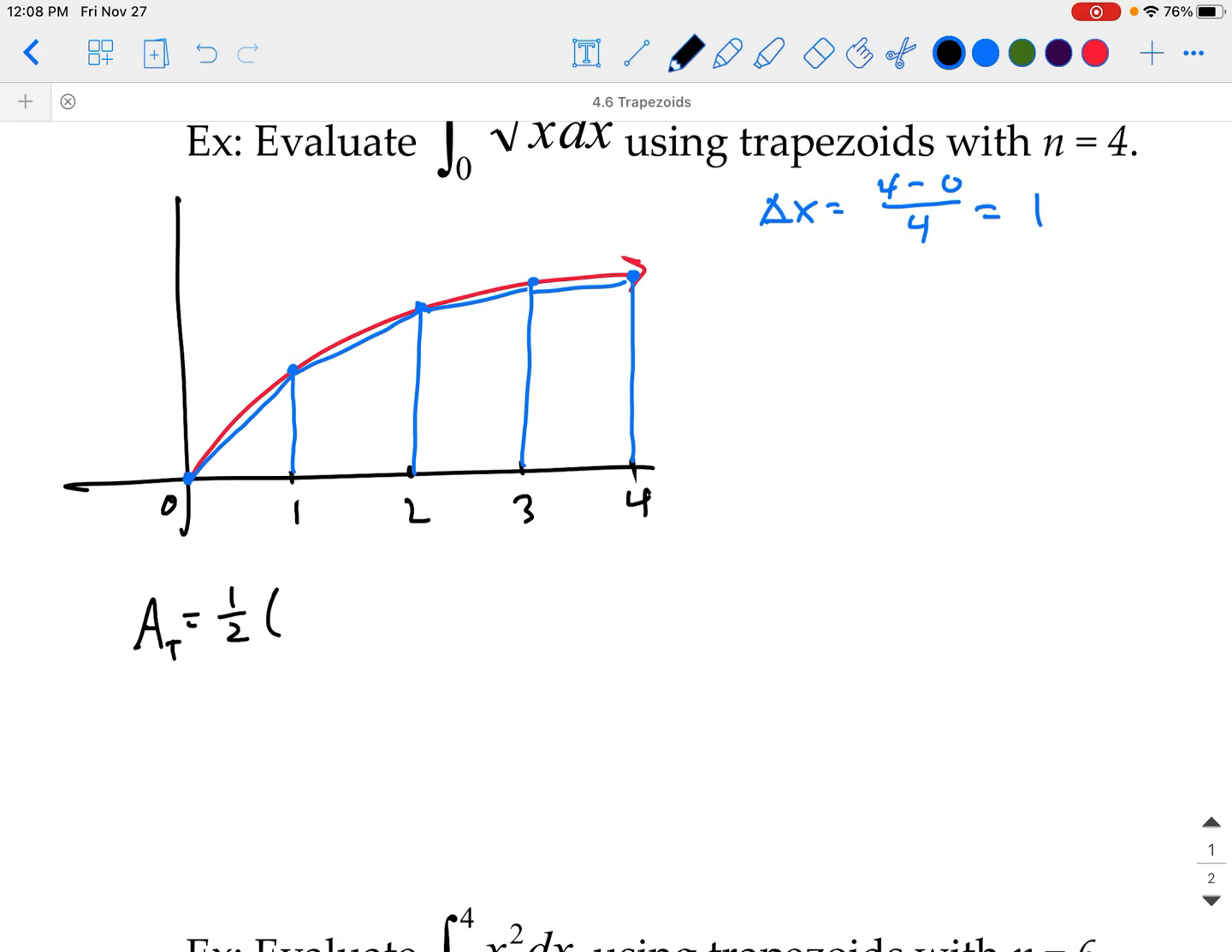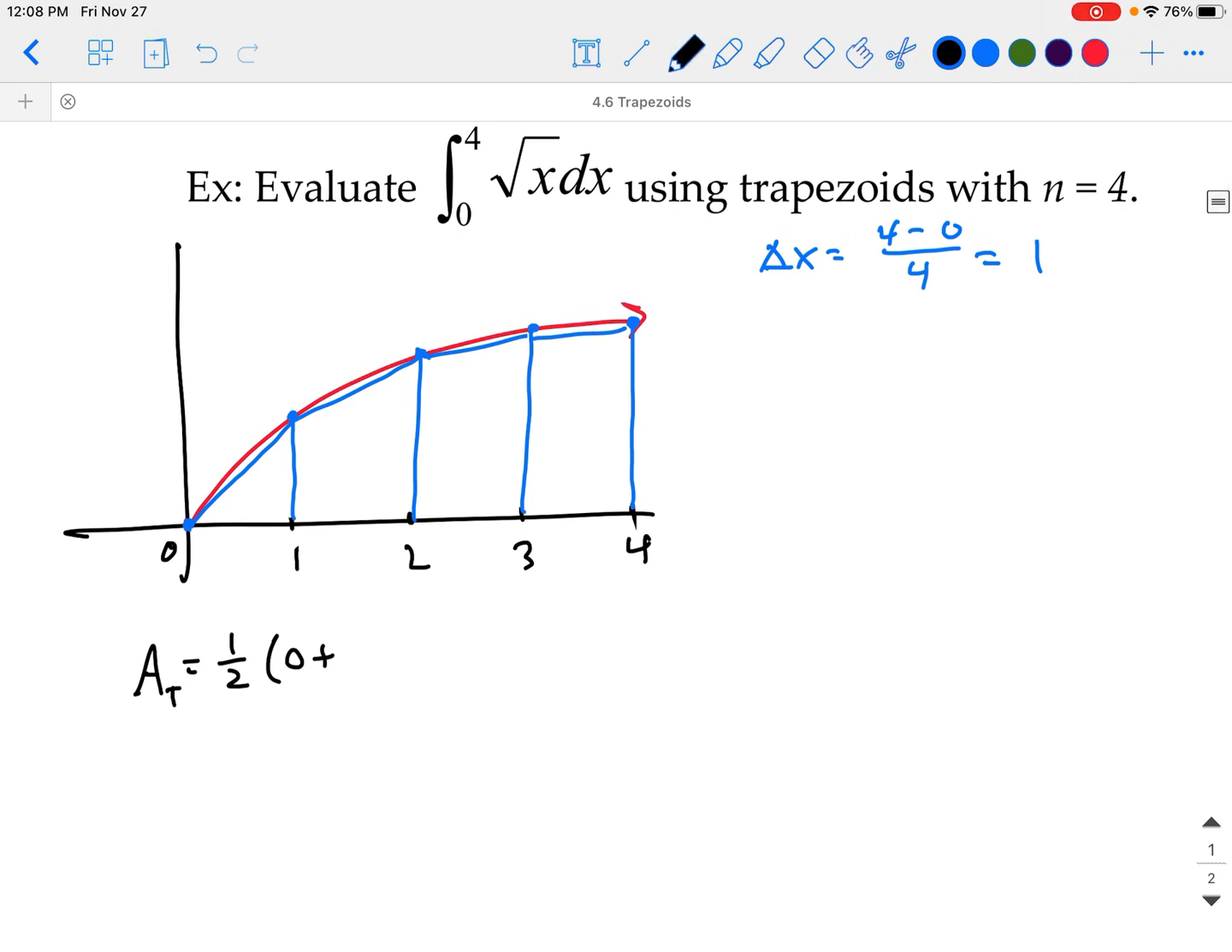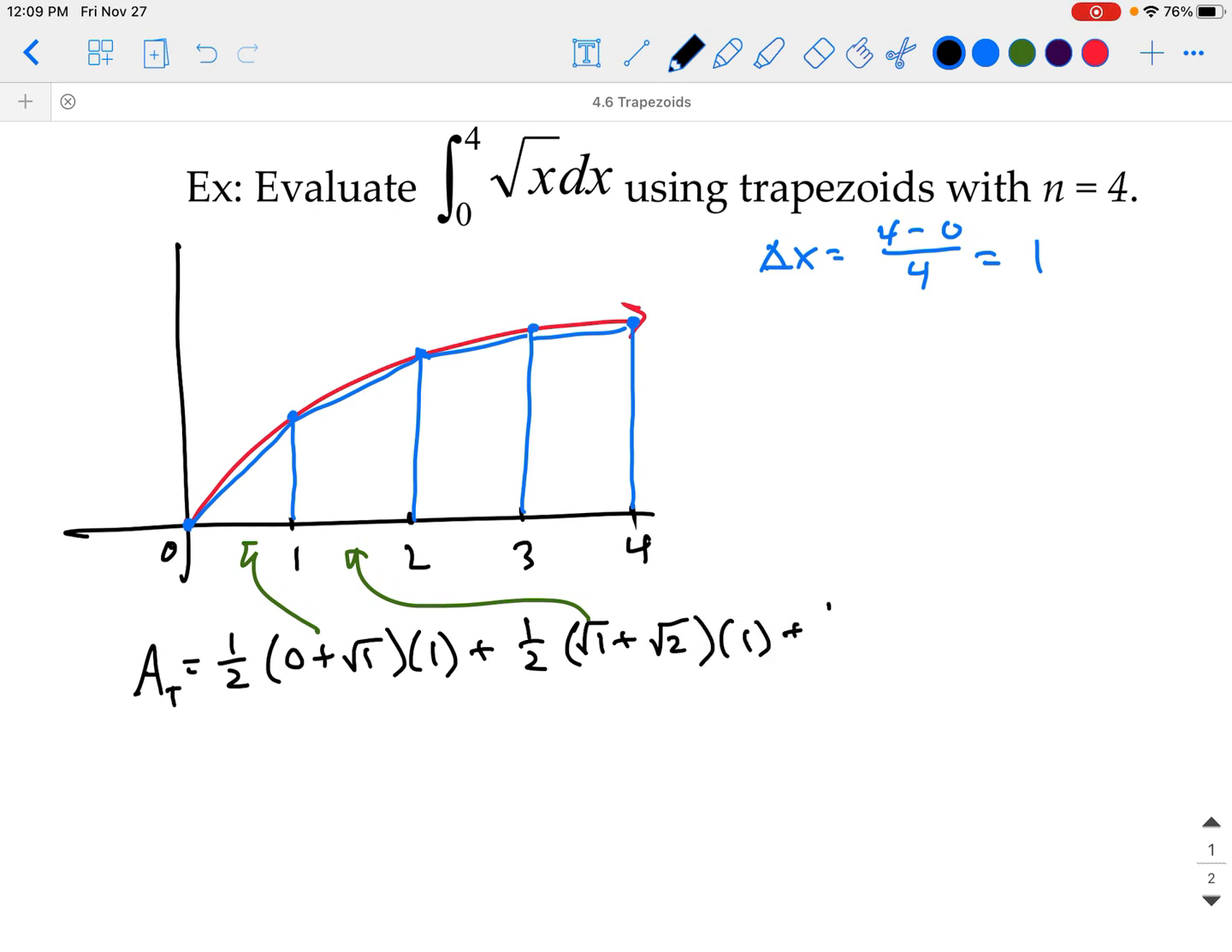So for our first subinterval, we'll have 0 plus, our function is the square root of x, so at 1 it's just going to be the square root of 1 times delta x, which is 1, plus 1/2, and then so that's going to be for this shape. And then our next one is going to be for this one, which is going to be 1 plus, so square root of 1 plus the square root of 2 times 1, plus 1/2 times the square root of 2 plus the square root of 3. So that's going to be for this subinterval.